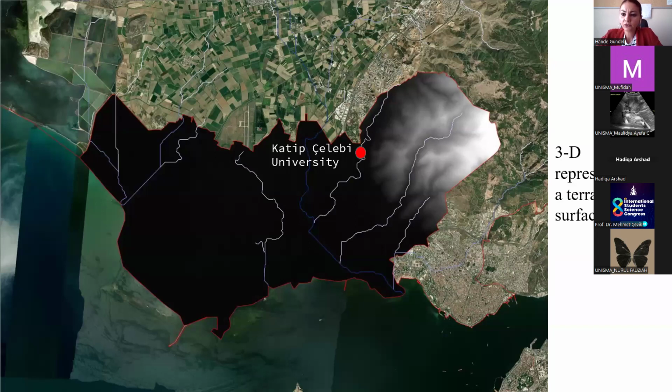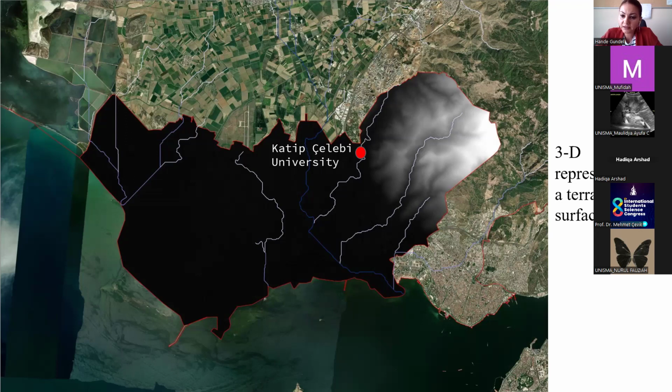In this study, first of all, a digital elevation model was produced. A digital elevation model is a digital or 3D representation of a terrain surface created from terrain elevation data. The term digital surface model represents the Earth's surface and includes all objects on it. A digital elevation model can be represented as raster data.